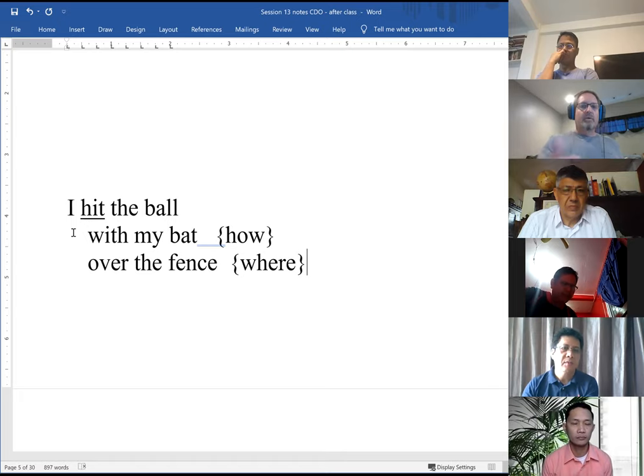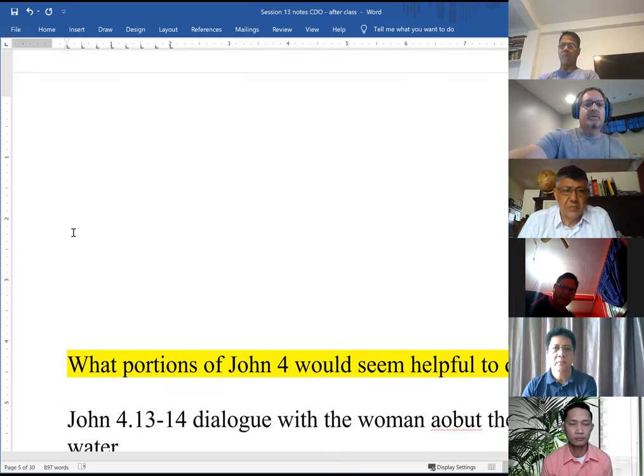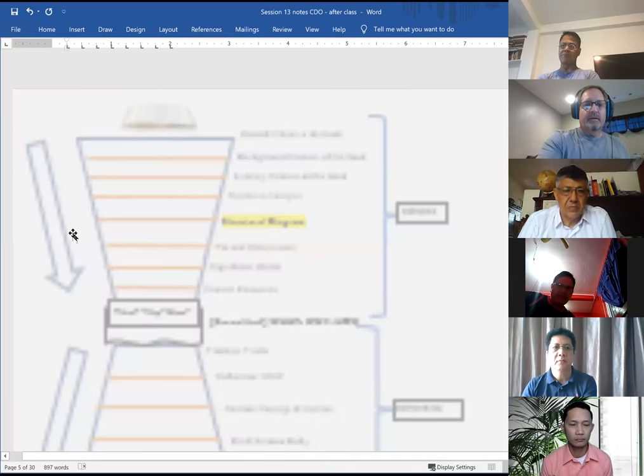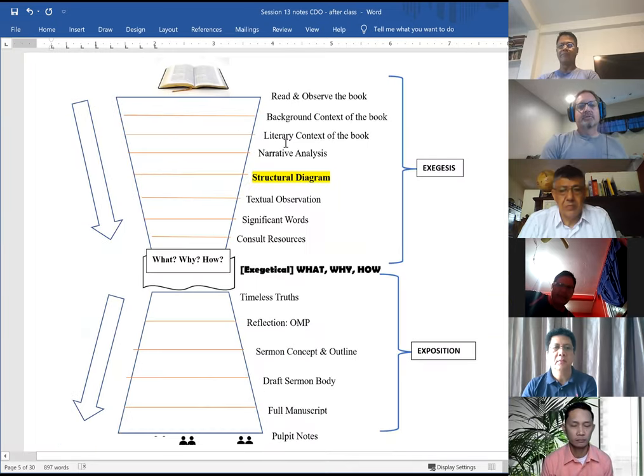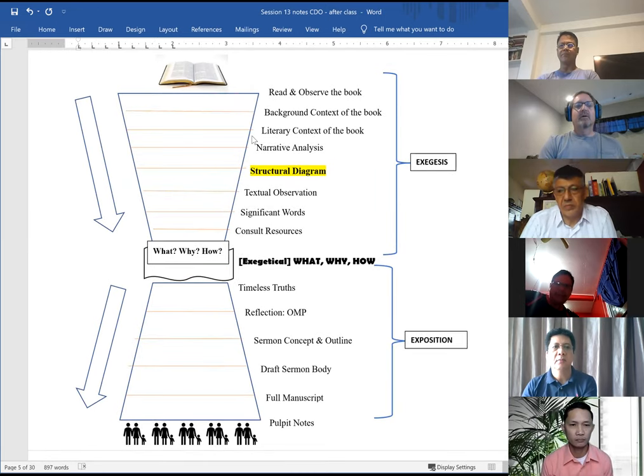So with this point, I'd have two points regarding hitting the ball. How did I hit the ball? Where did I hit the ball? So when we do a passage, if you will remember when we did your passage in Ephesians a while back that you preached, one of the steps in that process that I showed here at the beginning is the structural diagram.